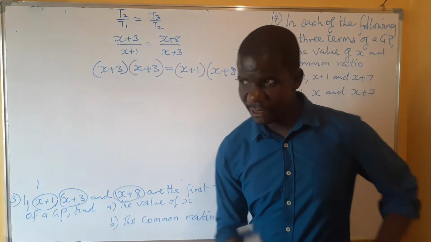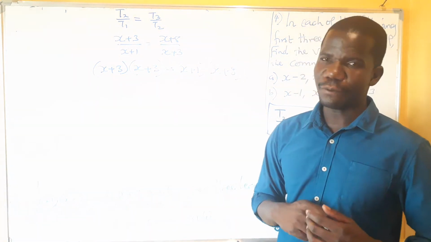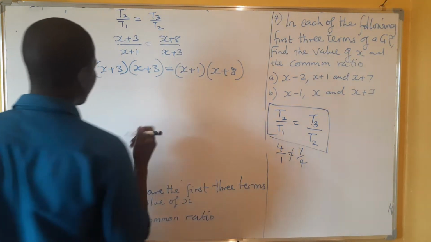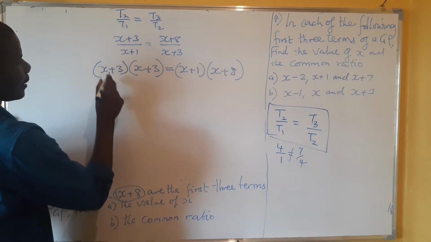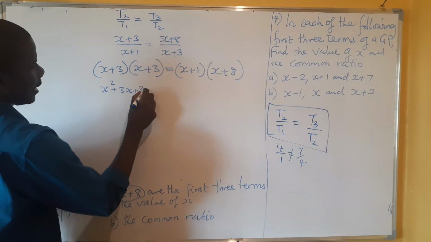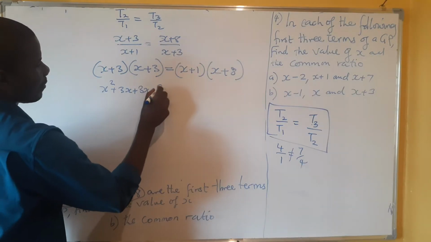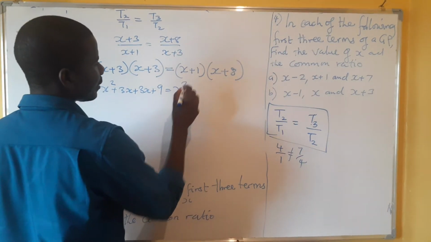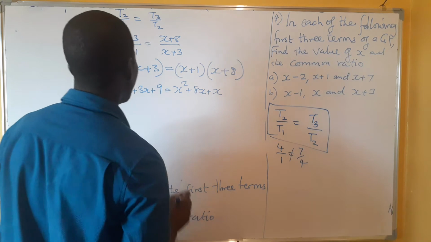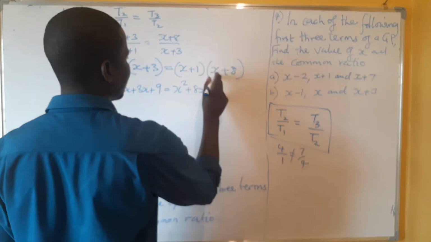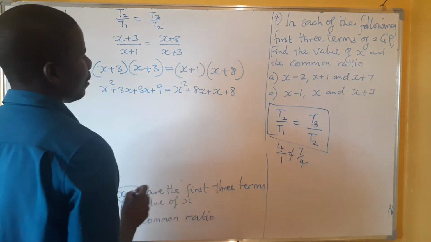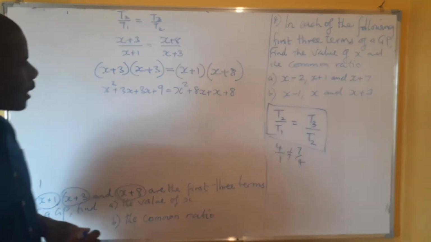That is why I keep emphasizing that it's very important that you understand where we're coming from, because these things were adequately covered in algebra, how to multiply this kind of terms. So you multiply x by x, you have x squared, x by 3, you have 3x, 3 by x, you have 3x again, 3 by 3, you have 9. This is equal to the same thing here, x squared plus 8x, then here plus 8, all right? Okay, so now we can begin to simplify these things.